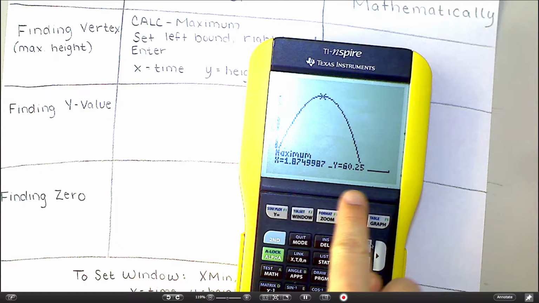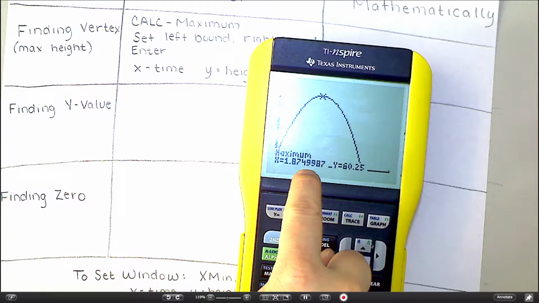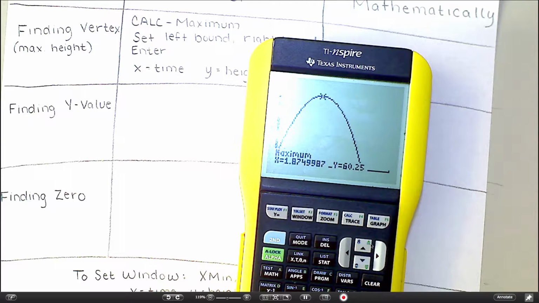Now see, this one came out just a little bit off. Sometimes it does that just because of the pixels on the screen. It was really 1.875, and this time it came out to 1.87499. That's okay, it's the same value. We round anyway, so.